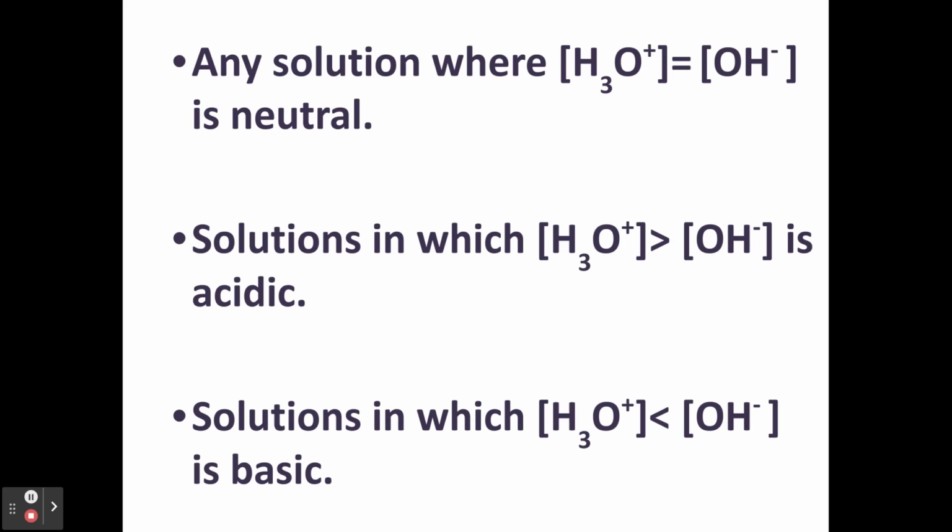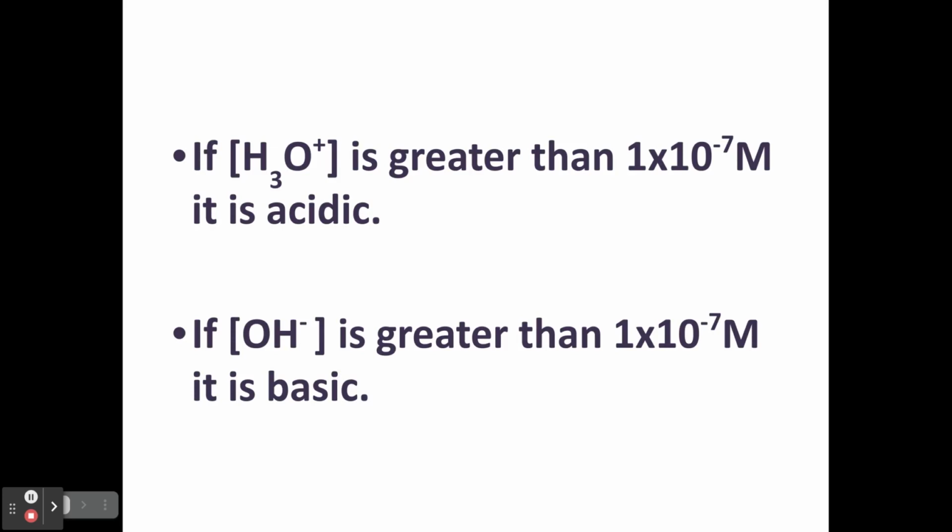Any solution that is neutral, you will have an equal number of hydronium and hydroxide ions. If the solution is acidic, you will have more hydronium, and if it's basic, you will have more hydroxide. Any solution where the concentration of hydronium is greater than 1 times 10 to the negative 7th, you will have an acidic solution. And if the hydroxide is greater than 1 times 10 to the negative 7th, the solution is basic.